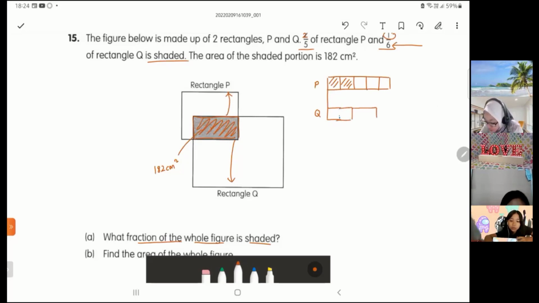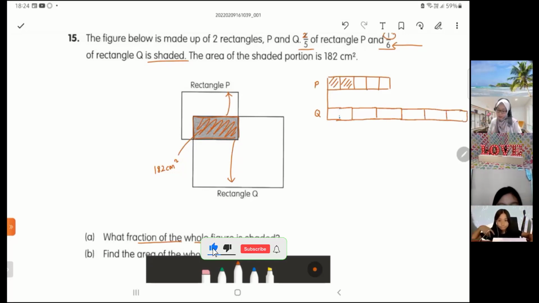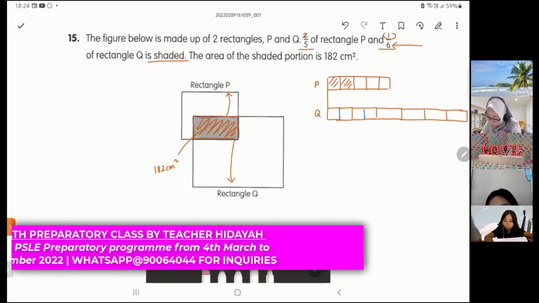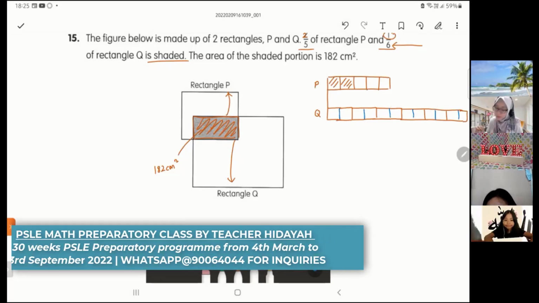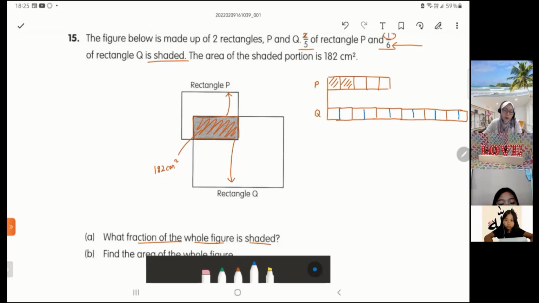1, 2, 3, 4, 5, 6. About there, okay? Then I further cut. Cut and cut. Okay, like this. All right. So when I cut everything ready, you can see that just now 1 part of P and 1 part of Q is like this. These two are the equal shaded parts.